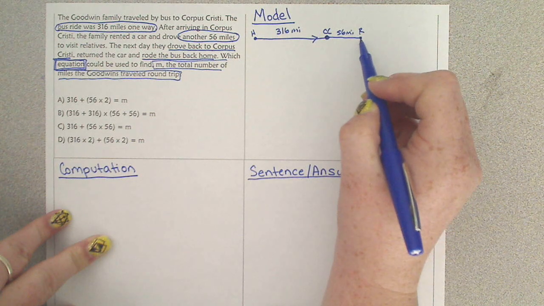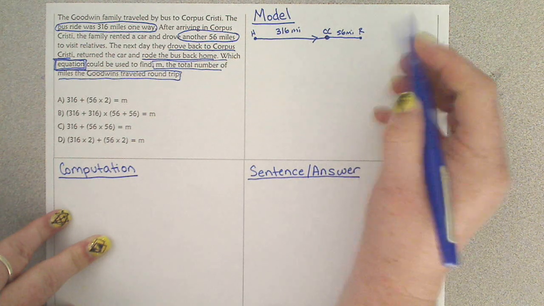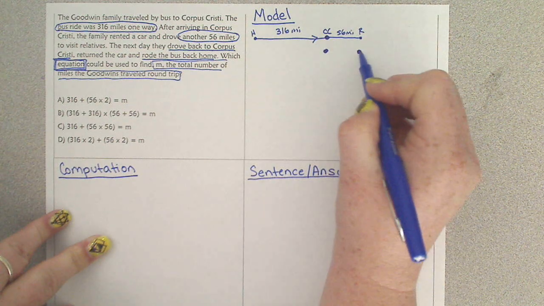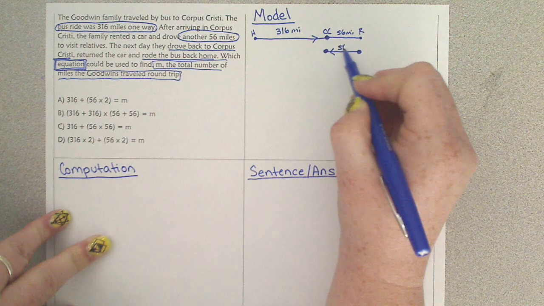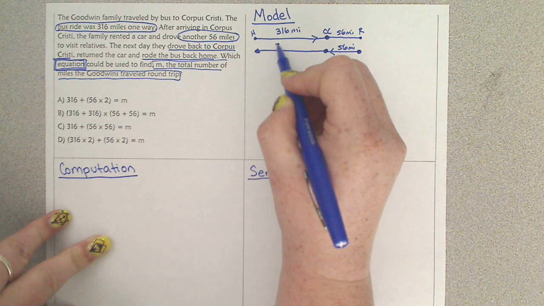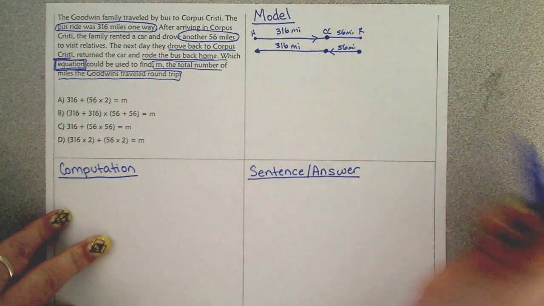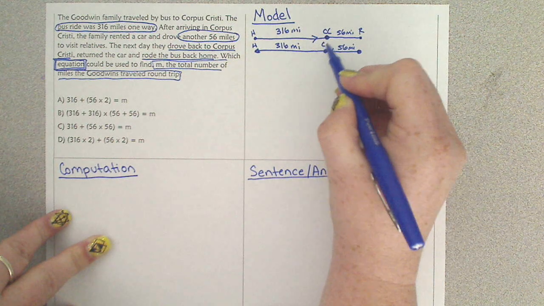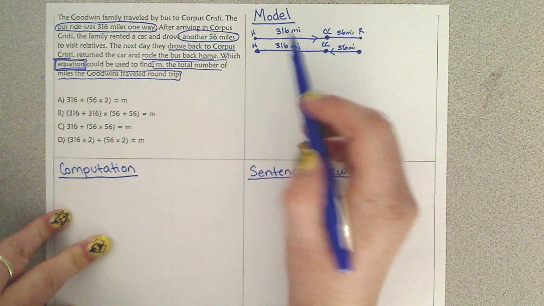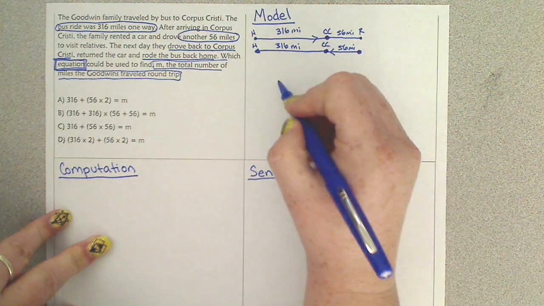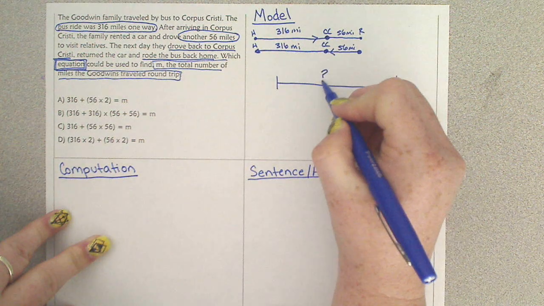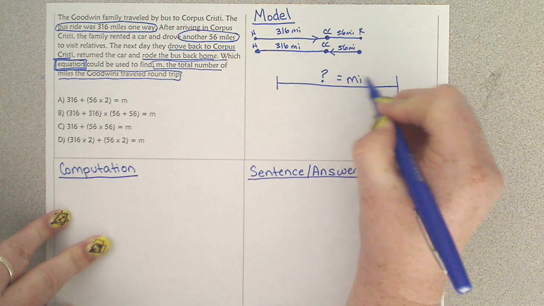Then they drove returned from the relatives back to Corpus Christi, driving that 56 miles again, and then got back on the bus and rode the 316 miles back on the bus to get back home. So we have our to and our from trip. They want to know what the total mileage is. So my traditional model, I need my total bar. I do not know the total miles. I just know that it's going to equal M miles.